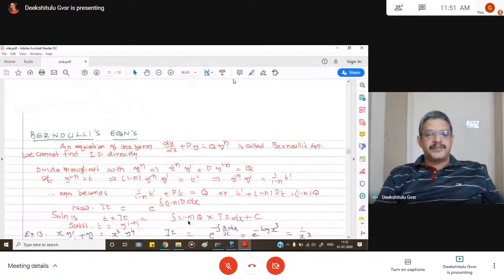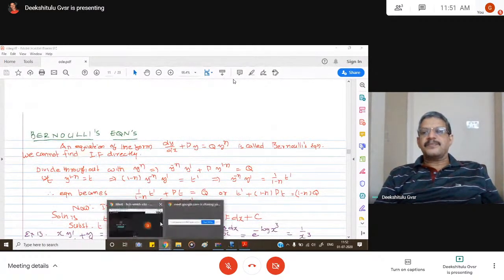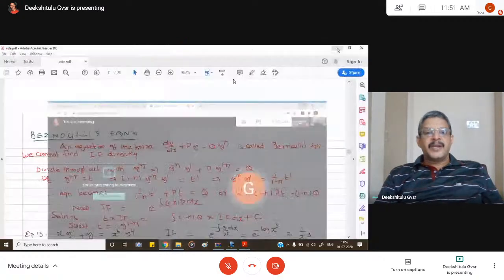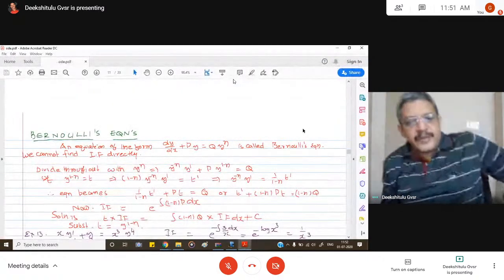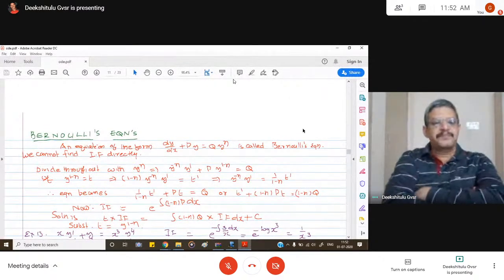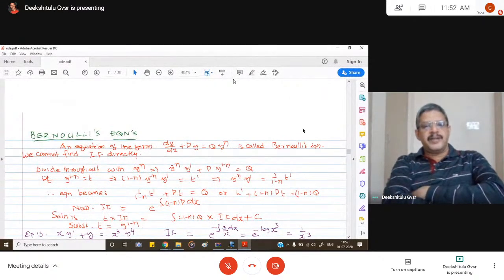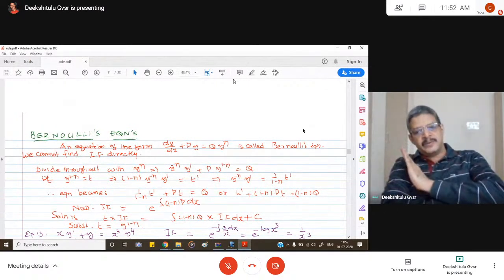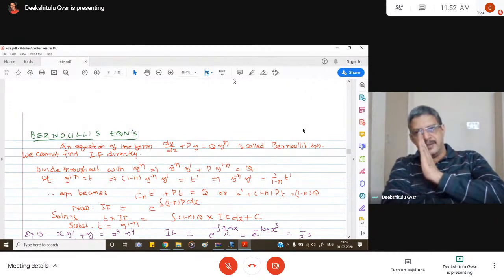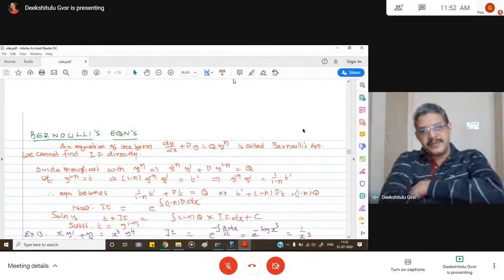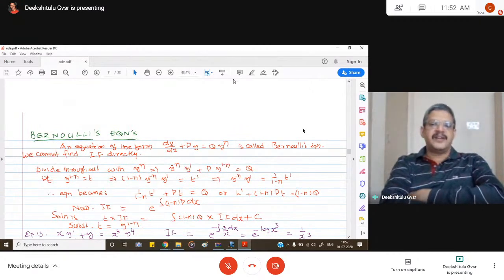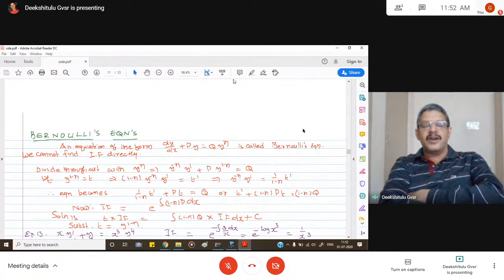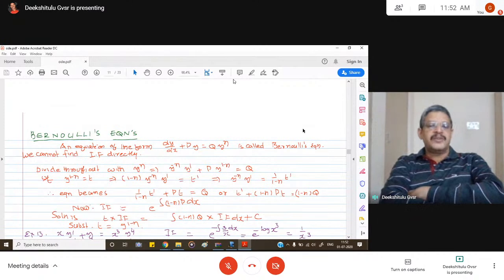Coming to the Bernoulli's equation. It is a more general version of linear equation. An equation of the form dy by dx plus p of x into y. Up to here we have the same expression, dy by dx plus p of x into y, the same thing as linear equation. The difference is on the right hand side we get q into y power n. It is called Bernoulli's equation.